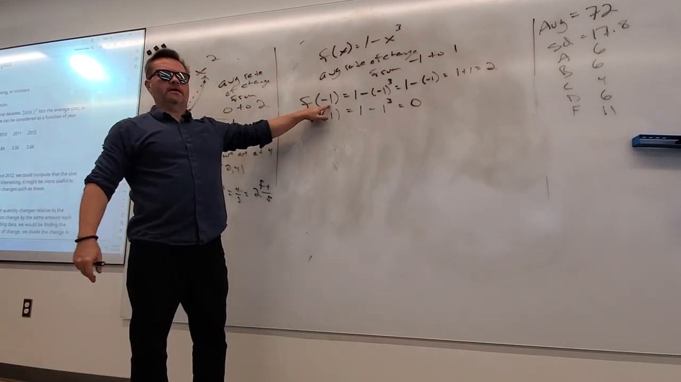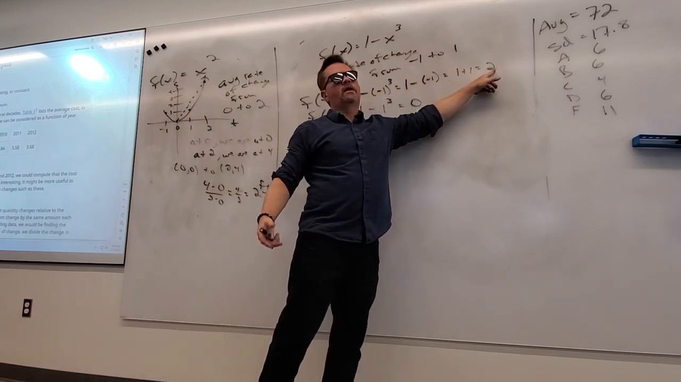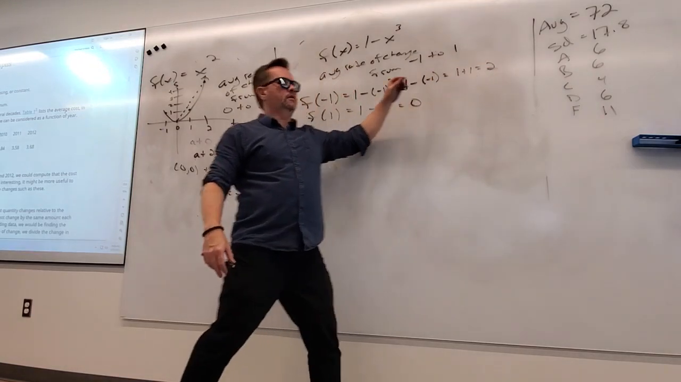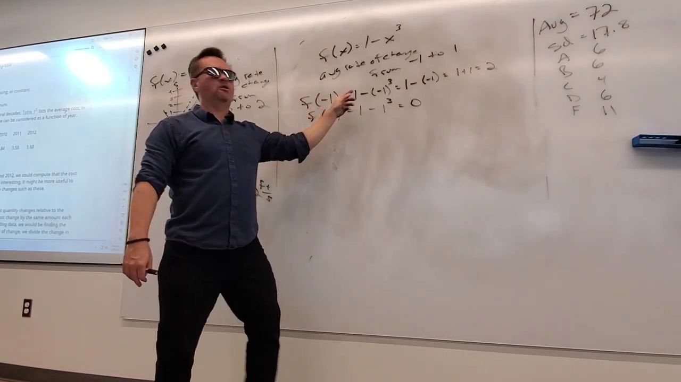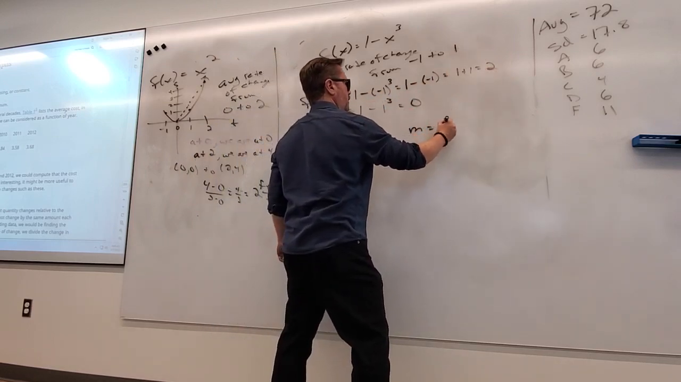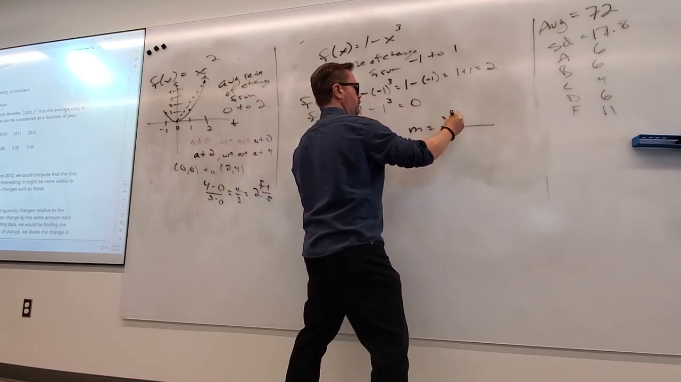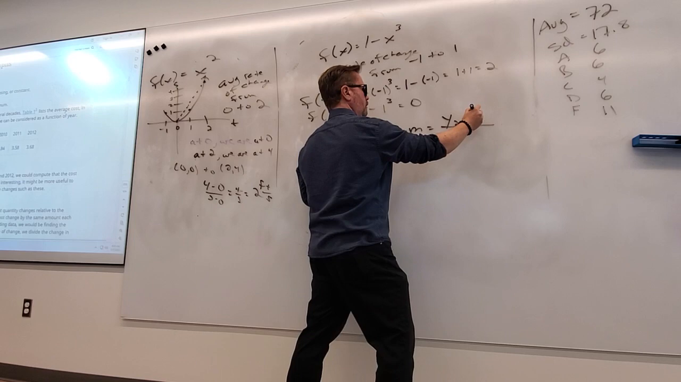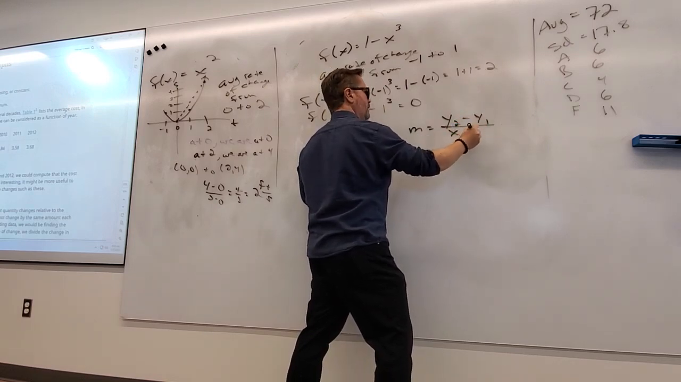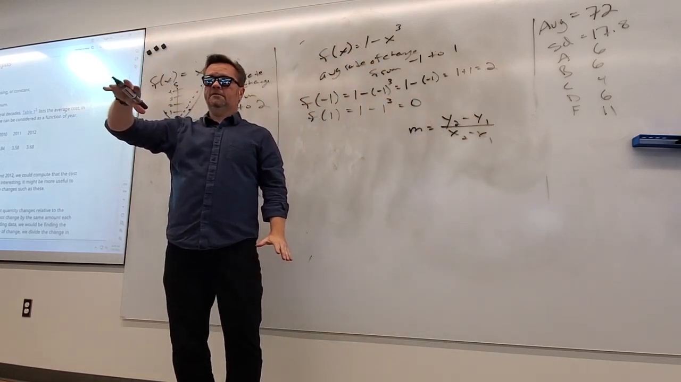This is x, correct? What's this? What's my output? Input is x. Output is y. Good. What's the slope function in general? Do you guys remember the y's and the x's? Slope between 2 points: y2 minus y1 over x2 minus x1, the change in y's divided by the change in x's.